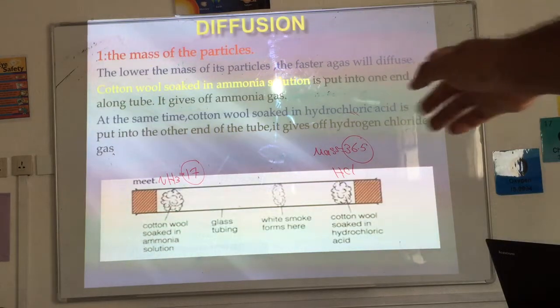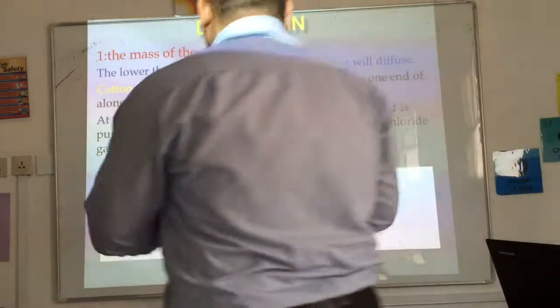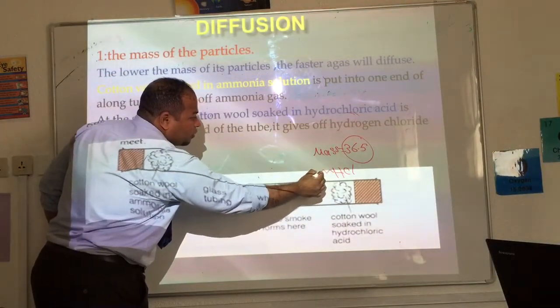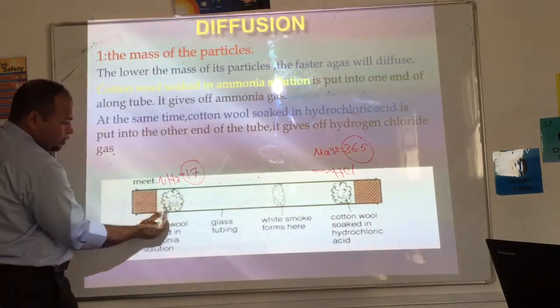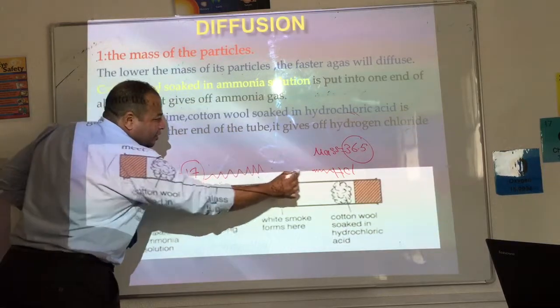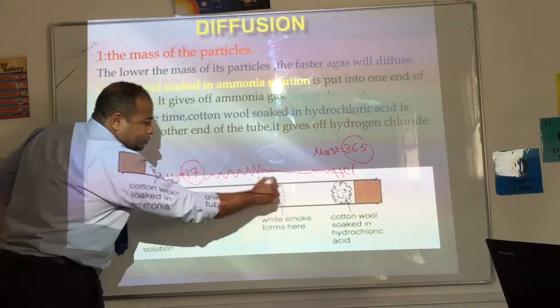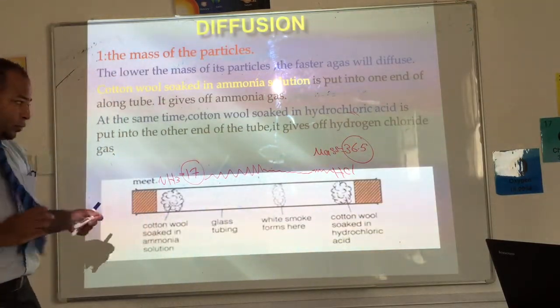It's 17, but HCl is 36.5. Okay? This means here I have a very small amount of HCl. It moves slowly because it has a bigger mass. But the smoke from NH3 will move faster. Look. So they will meet together here. We meet together here. Okay?